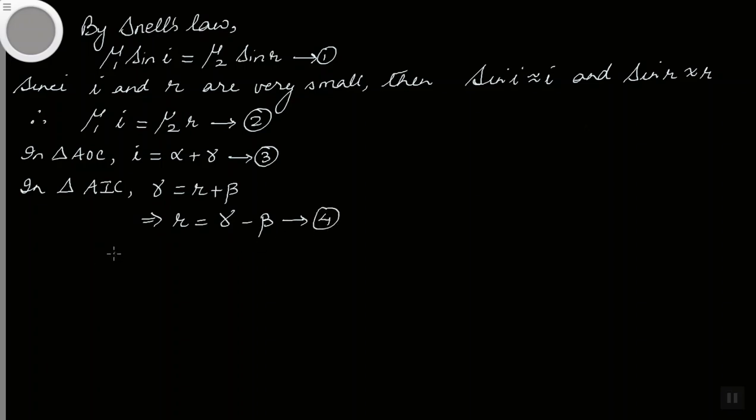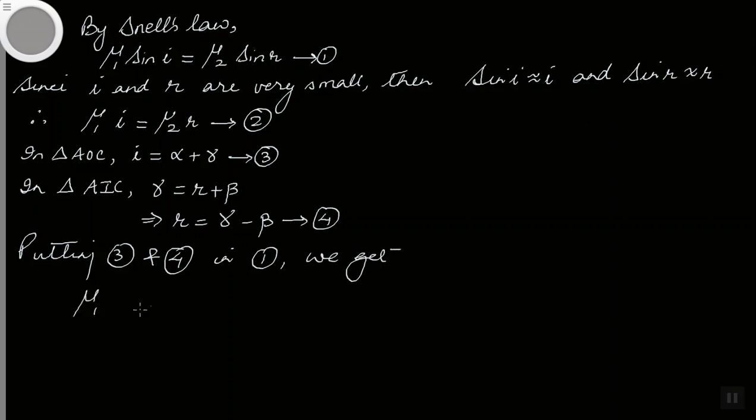So let us put equations 3 and 4 in equation 1. Putting 3 and 4 in 1, we get μ1 instead of I, you write alpha plus gamma, is equal to μ2 instead of R, you write gamma minus beta. Call that equation 5.